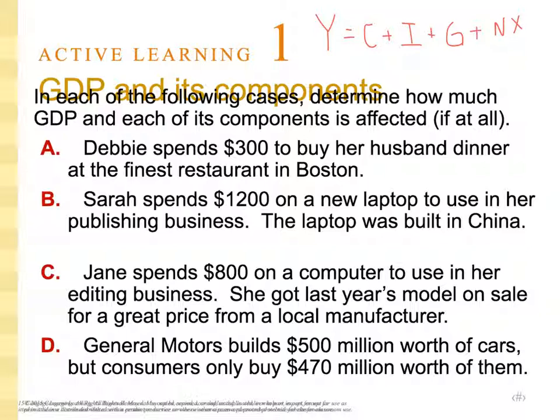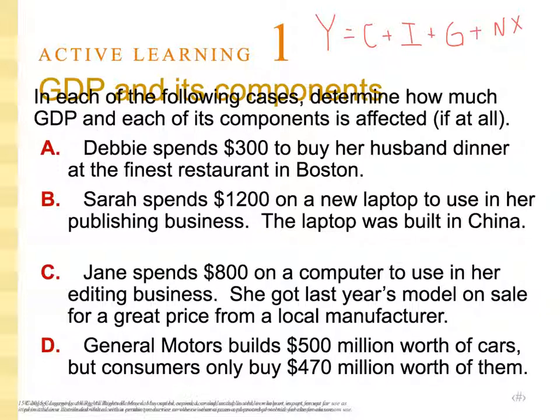It says Sarah spends $1,200 on a new laptop to use in her publishing business. The laptop was built in China. Well, there's kind of two answers to this one. One would say, well, it doesn't affect GDP. But that's not really what the question's asking us. It's asking us which categories would be impacted. And so let's go ahead and go back to our equation.